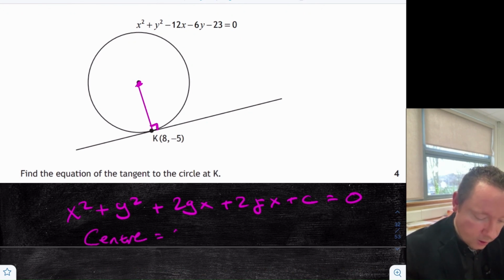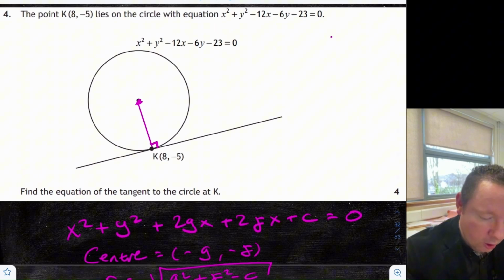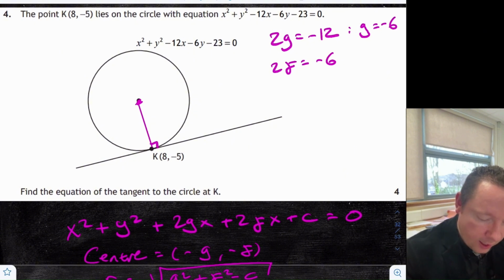is equal to minus g, minus f and the radius is equal to the square root of g squared plus f squared minus c. So looking at our equation, the number in front of x, 2g, is minus 12, and the number in front of y, 2f, is minus 6. So that gives me g is minus 12 divided by 2, minus 6, and it gives me f is minus 6 divided by 2, minus 3. So our centre is just simply 6, 3.